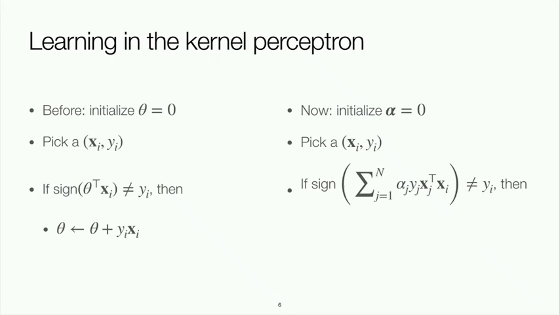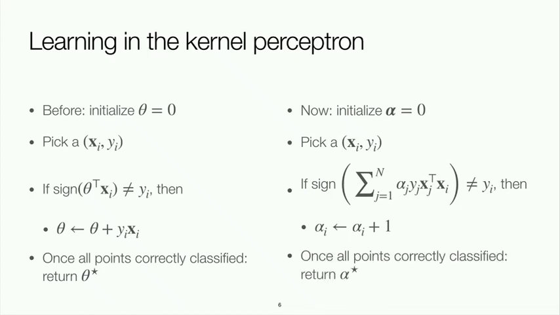Change the alpha by what? Yeah, exactly. So I'm going to add 1 to that alpha I if that data point was wrong, right? So now I have essentially a learning procedure in alpha. Every time I get xi, yi wrong, I'm adding 1 to alpha I. Once all my points are correctly classified, I return alpha star.